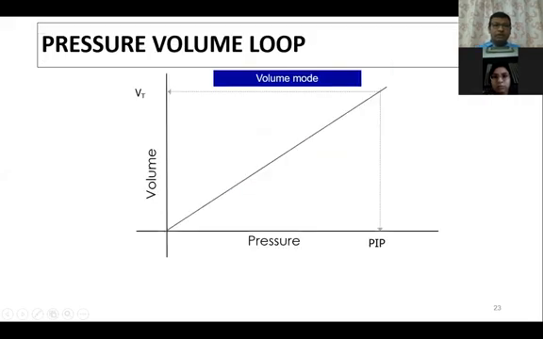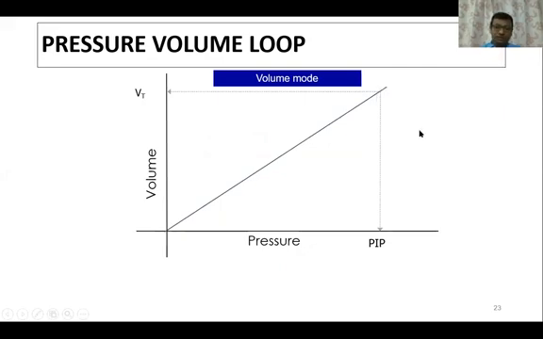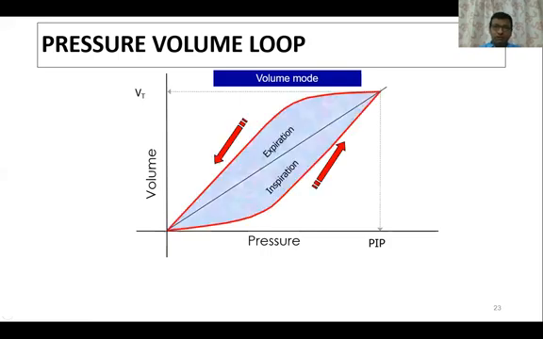Now let us look at the loops. So first is a pressure volume loop, where we have pressure on the x-axis and volume on the y-axis, and the central line represents the compliance at a zero flow state. When there is no flow, this represents the compliance of the lung. So this is how a PV loop looks in volume mode, almost oval in shape. The inspiration followed by expiration, and that is what we mean by hysteresis.